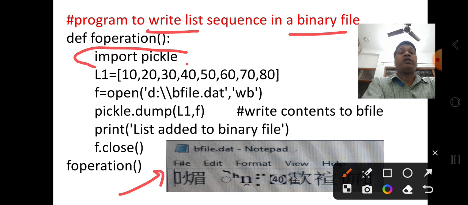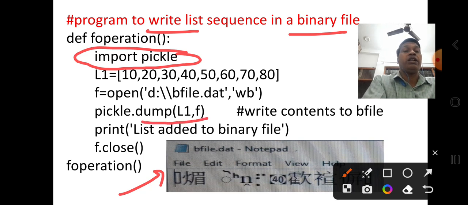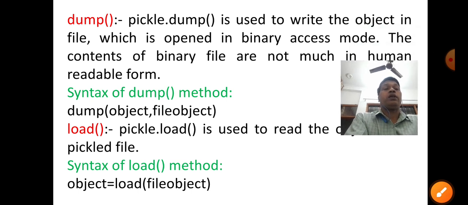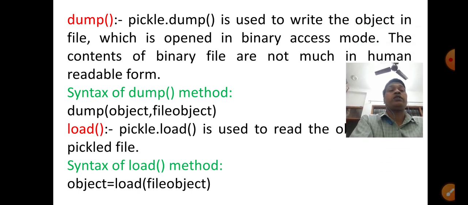These are the methods that need to be imported when you want to run, and these methods are responsible for writing content to a binary file. Next, you can understand what these two functions perform in your file. Pickle.dump is used to write the object in a file which is opened in binary access mode. Binary access mode means we have to create the file in a binary format.